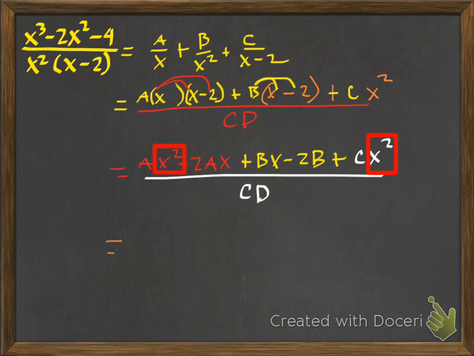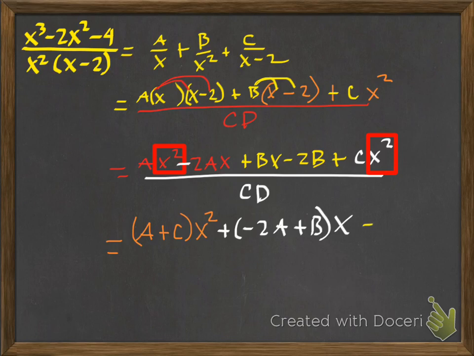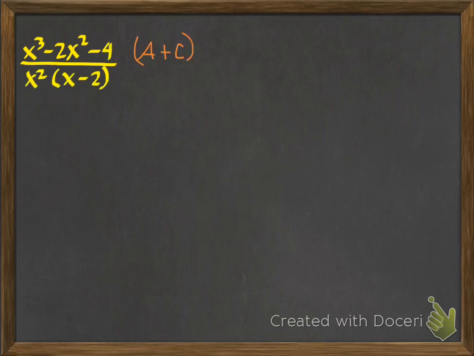We gather like terms. So we have an a plus c x squared, then we have a minus 2a plus b x, and a minus 2b is our constant, so we're matching up the coefficients to the left-hand side. Let me rewrite that so that we can have a little bit more room, and in doing so, we're trying to find our a, our b, and our c.